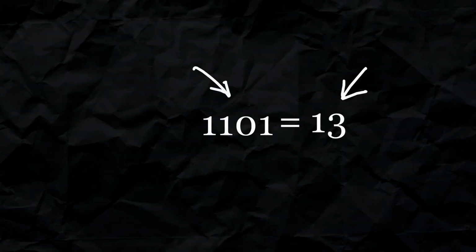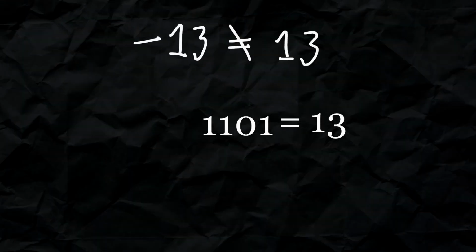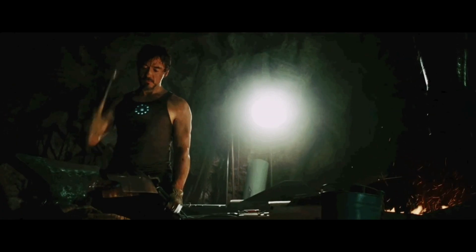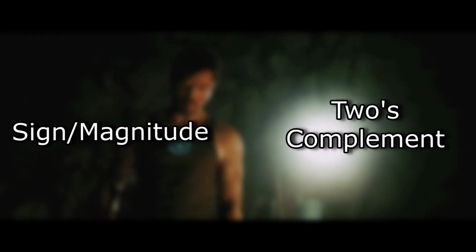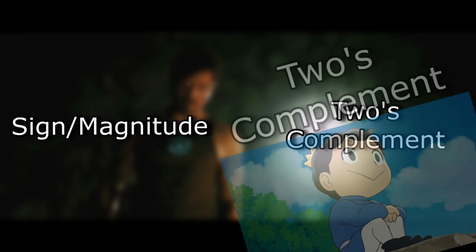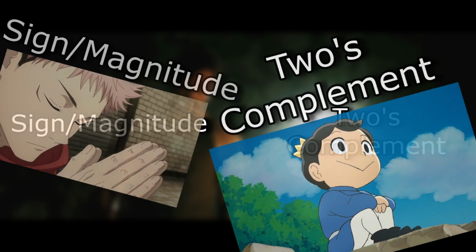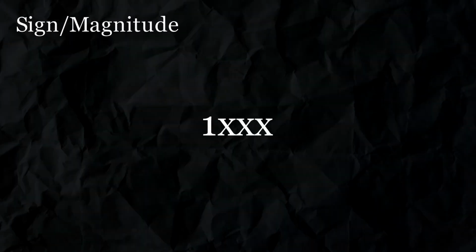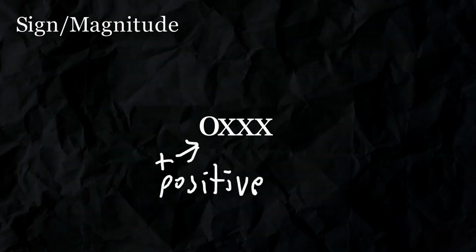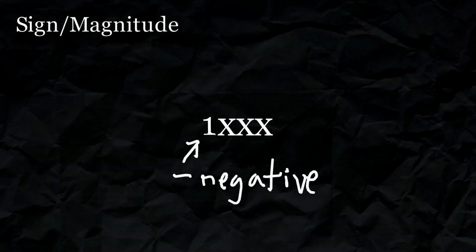Because if this is 13 in decimal, this can't also be negative 13. Those are complete opposites. And so engineers came up with a bunch of solutions, with 2 of the most famous ones being signed magnitude and 2's complement. And 2's complement reigns supreme on most hardware, but sign magnitude is still important. We'll start with sign magnitude because it's actually a lot easier to understand. It basically follows how we represent signs in decimal, with 1 bit being our sign bit, a positive sign being 0, and a negative sign being 1.